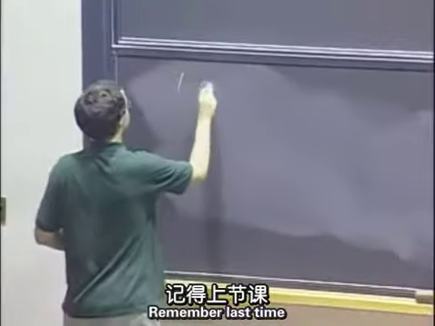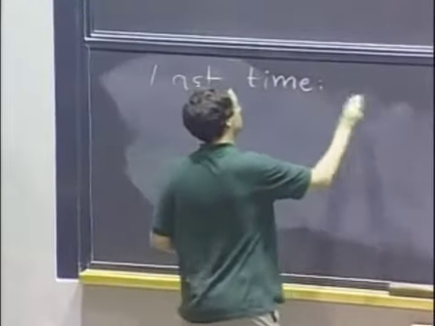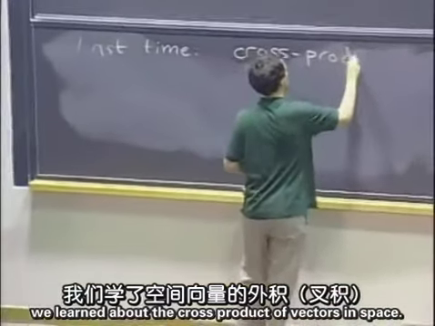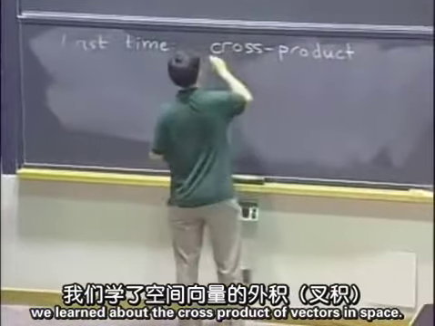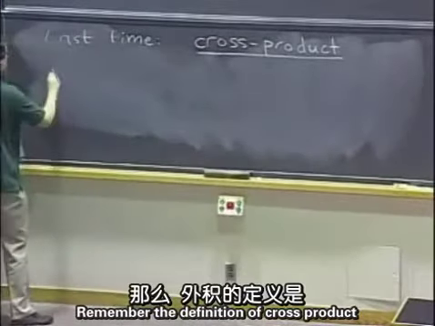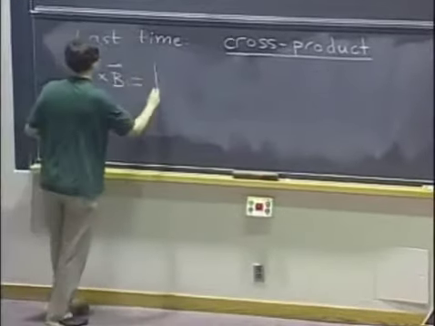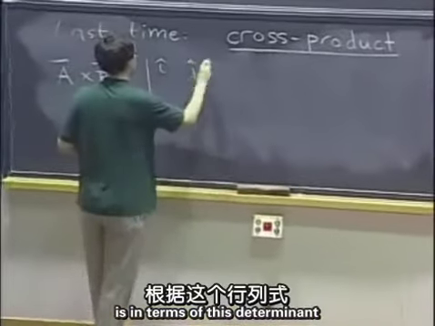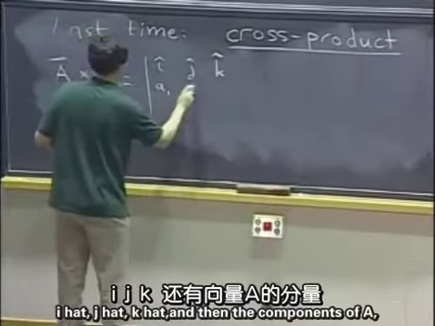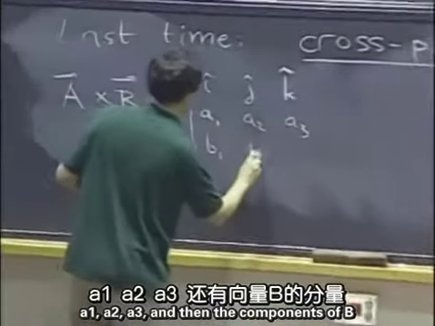So remember last time we learned about the cross product of vectors in space. Remember, the definition of cross product is in terms of this determinant: i hat, j hat, k hat, and then the components of A, A1, A2, A3, and then the components of B.